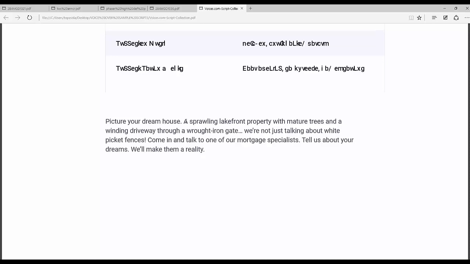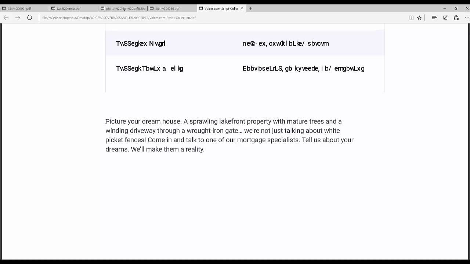Picture your dream house. Now, let me quickly say this. You see these three dots here? It's telling you to change your direction. Change the direction of where you're talking, because there was a direction from picture to iron gate. Now, when you get to this place, you suddenly jolt them back to reality. Push them back to reality. That, hey, okay, now come out of your dream world. Now we're not just talking about white picket fences. Now we are entering reality right now. Stop dreaming. Come in and talk to one of our mortgage specialists. That's the idea. So let's do this again.